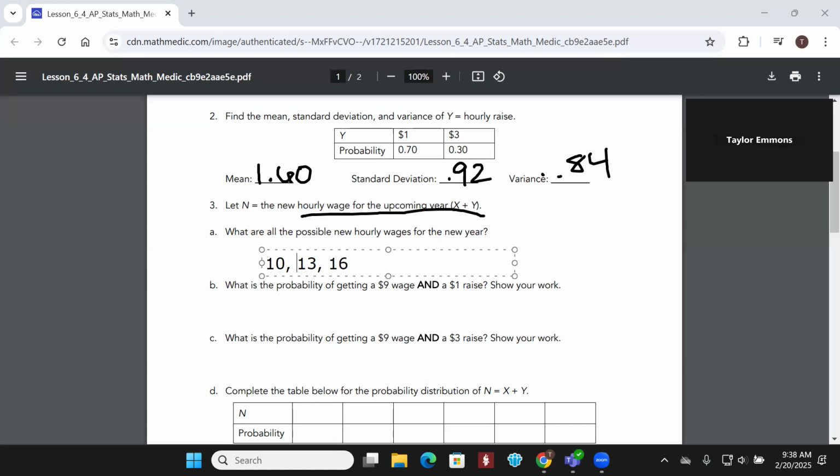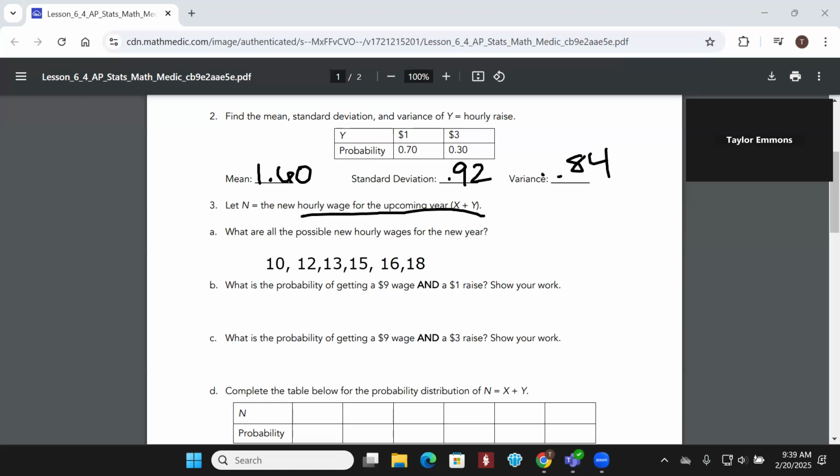Okay. Do we understand where I'm getting these numbers from? We're taking the numbers for X and then adding them to all possible values of Y. So we're going to take 9 plus 3, which is 12. 12 plus 3, which is 15. And then 15 plus 3, which is 18. So you should have 10, 12, 13, 15, 16, and 18.